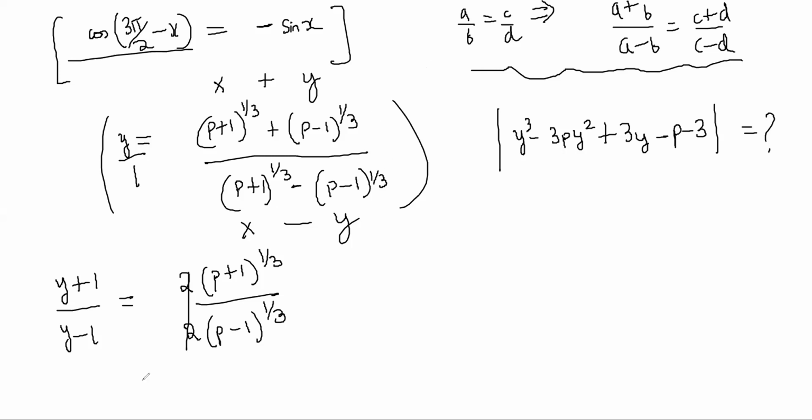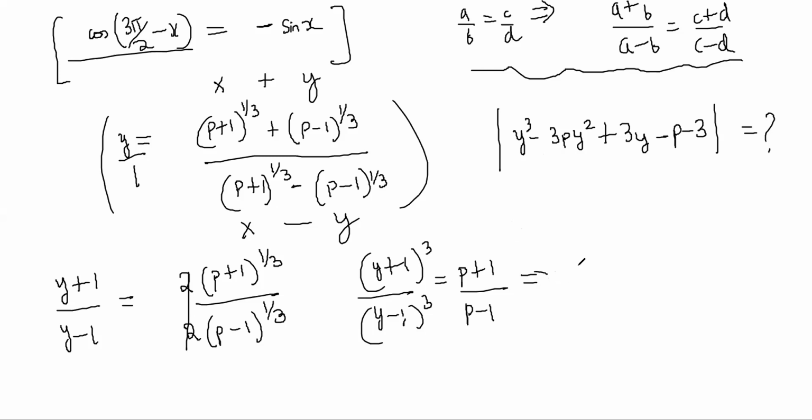Okay. So once you get this, cube it. Obvious thing to do is cube it. (y plus 1) whole cube by (y minus 1) whole cube is equal to (p plus 1) by (p minus 1), right? Okay. So now what? Now I have a feeling that you need the value of p somehow. This looks like something nice. Again, we can do componendo and dividendo and find the value of p. It's very easy to find the value of p.